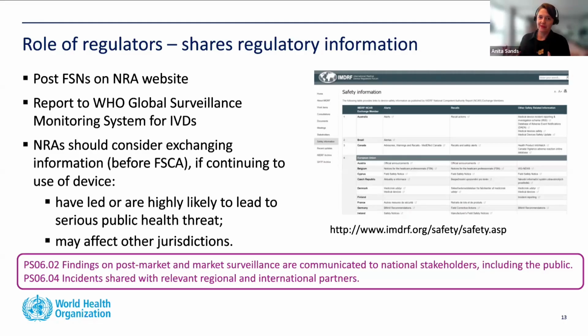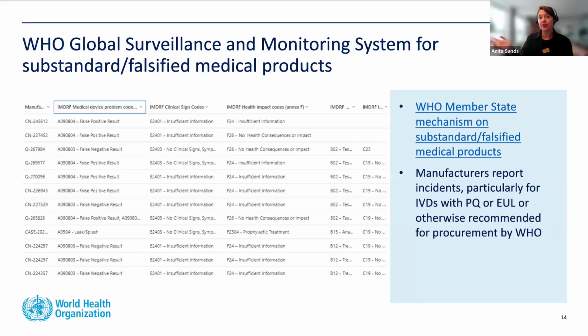And when I say what we'd be interested in, it's mainly pre-qualified products, emergency use listed products, or other products that are approved or procured by WHO. And actually, for that category of pre-qualified products, those manufacturers are obliged to report to WHO and the Global Surveillance and Monitoring System. For those of you that don't know this, this is a system which we've had in place for about 12 years.